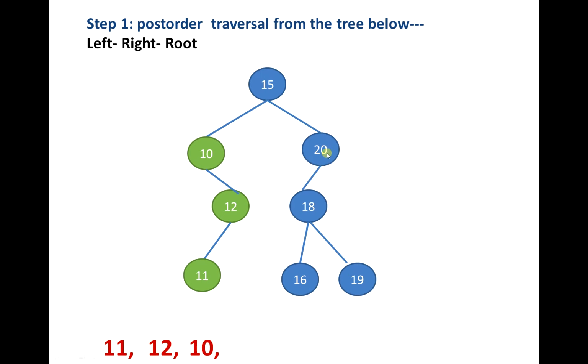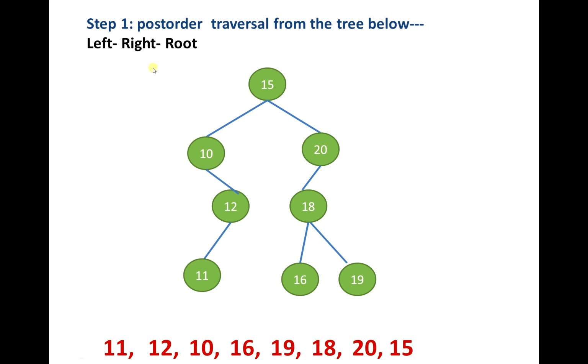In that right subtree, we again use the same rule: left, right, and then root. So left 18, and for that the left is 16. So 16. Then right 19. And then root 18. Here there is no right, so we directly go to root 20. Again, the last and final root, 15. This is the answer: 11, 12, 10, 16, 19, 18, 20, 15. This is the actual post-order traversal.